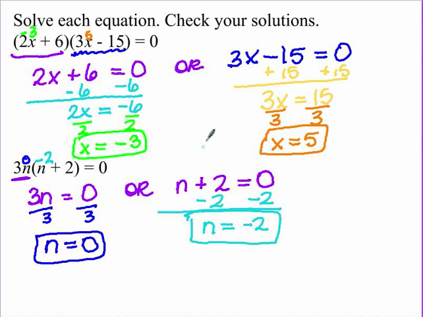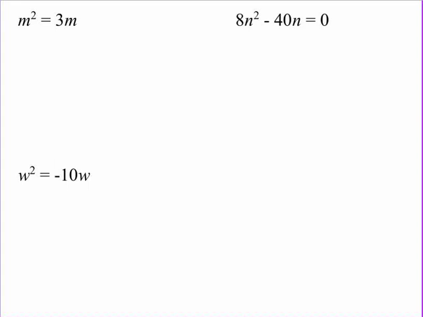So far, so good? But what happens if they're not in factored form, which is what you're going to run into? Okay. So we're going to go ahead and start with that very first one. M squared equals 3m. Now, if you remember on the previous slide, each of the equations equaled what? 0. I don't have an equal 0 here, so I'm going to have to manipulate the equation so that I get an equal 0.